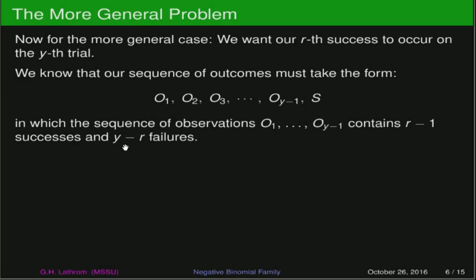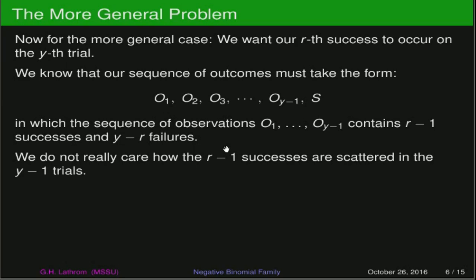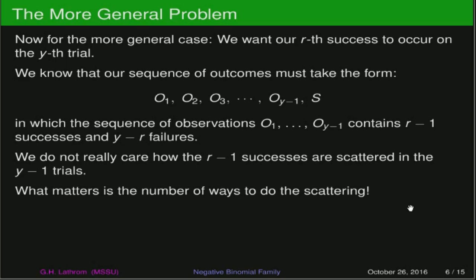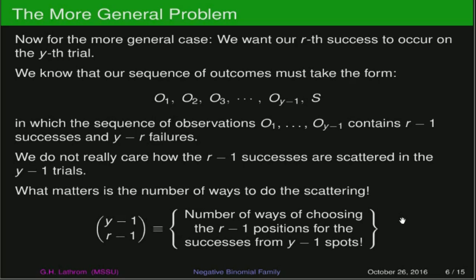Now, we really don't care all that much where the r - 1 successes are scattered in those y - 1 trials. What really matters is that we are able to determine the number of ways that we can scatter those r - 1 successes in the y - 1 trials. And that is given by, of course, our binomial coefficients. So y - 1 choose r - 1 is exactly that number of ways of choosing r - 1 positions in y - 1 spots.